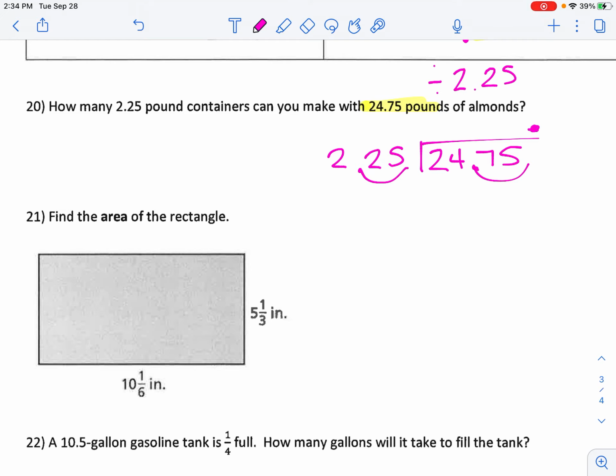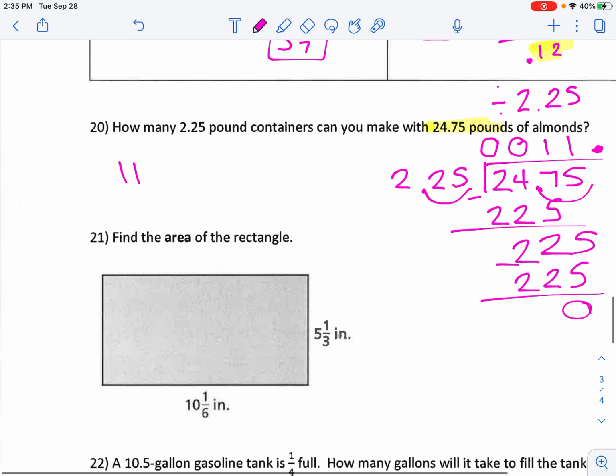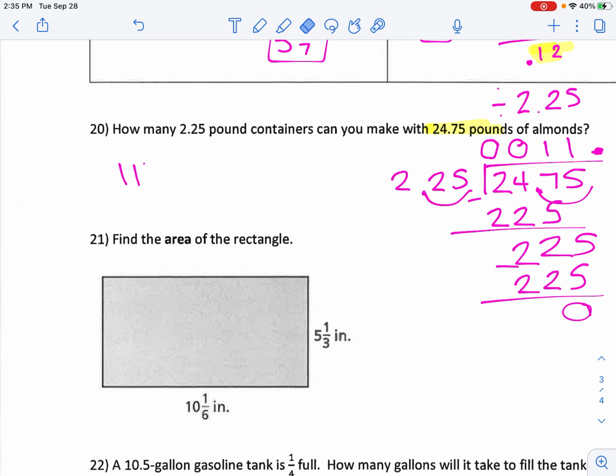All right, so slide your decimal, slide your decimal. So my decimal is going to be sitting right here. 225 cannot go into 2 or into 24. 225 can go into 247 once. Subtract and drop your 5. 225 into 225 goes once with 0 left over. Question, how many containers? Answer, 11 containers.